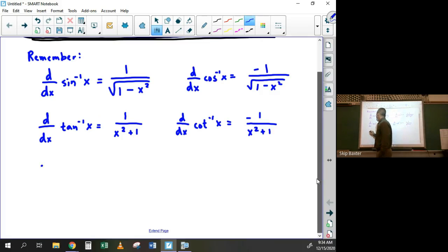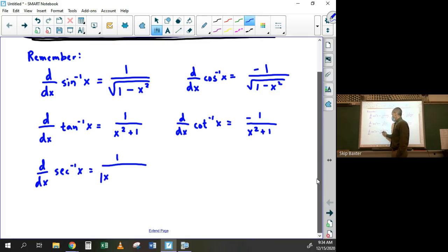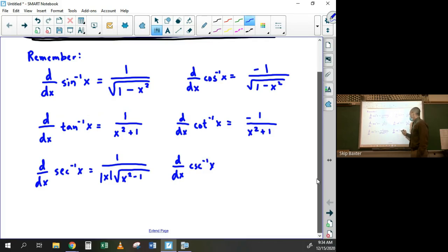And then the last ones. The derivative of secant inverse x: square root of x squared. No, it's like absolute value. So 1 over absolute value of x, square root of x squared minus 1. And the derivative of cosecant inverse x is -1 over the absolute value of x radical x squared minus 1. Okay?